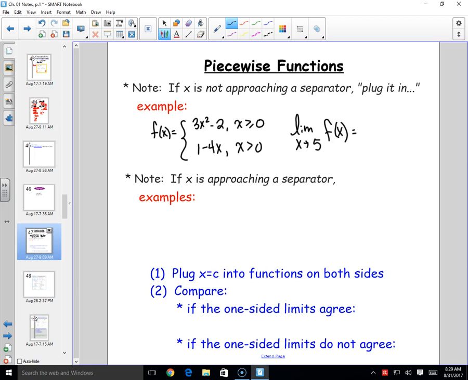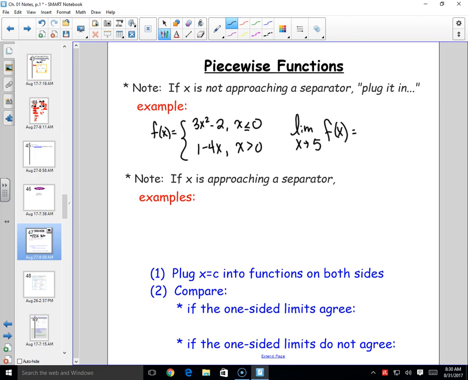Oh, no, because I made this wrong. So what needs to change? I was confused about one of the signs. I thought I wrote less than or equal to. I apologize. Okay, now it's better. 0 is the separator from one piece to the other, from the left side to the right side. When x is 5, where is it at?